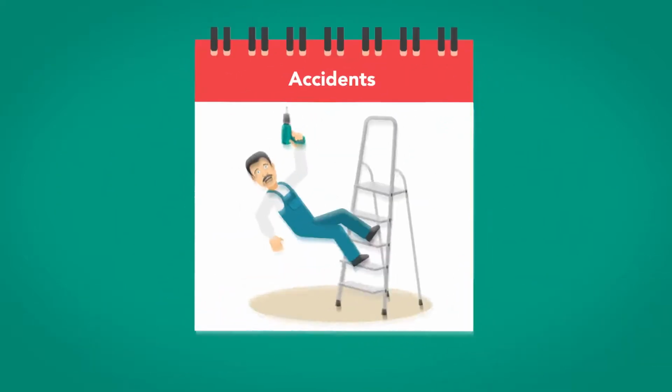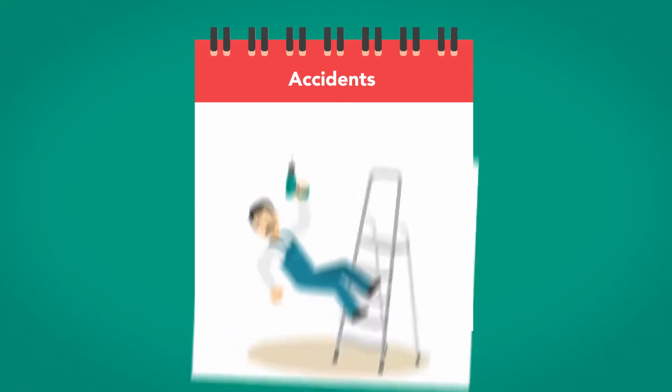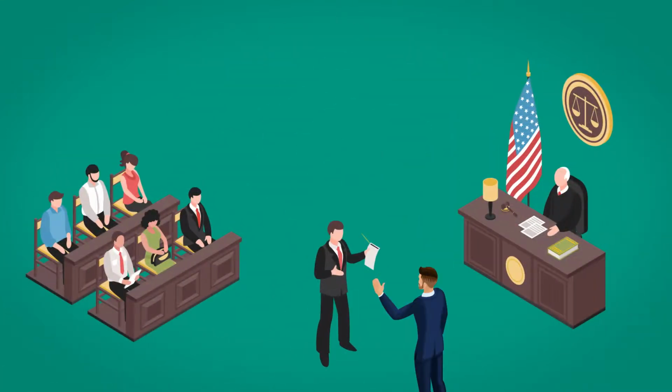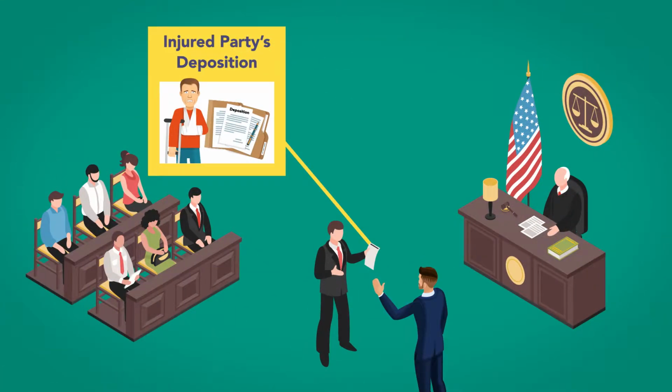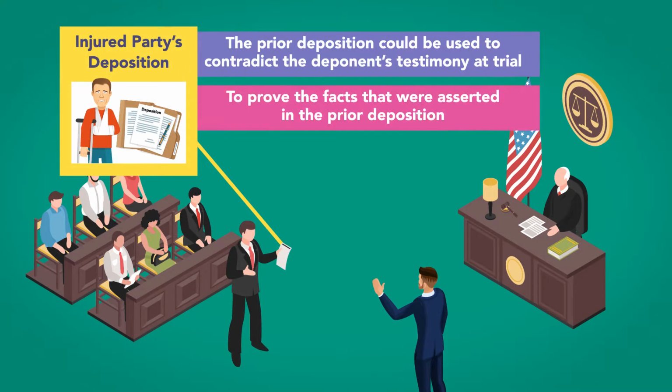This would be common when a worker incurs multiple injuries on the job over the course of several years of employment. In such a case, attorneys would be allowed to use the injured party's deposition from the prior case during the trial on the subsequent injury. The prior deposition could be used to contradict the person's testimony at trial or to prove the facts that were asserted in the prior deposition.